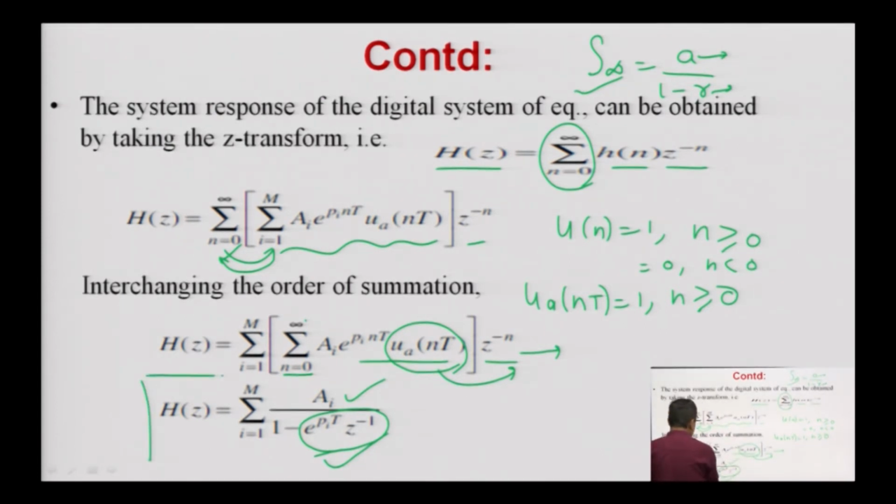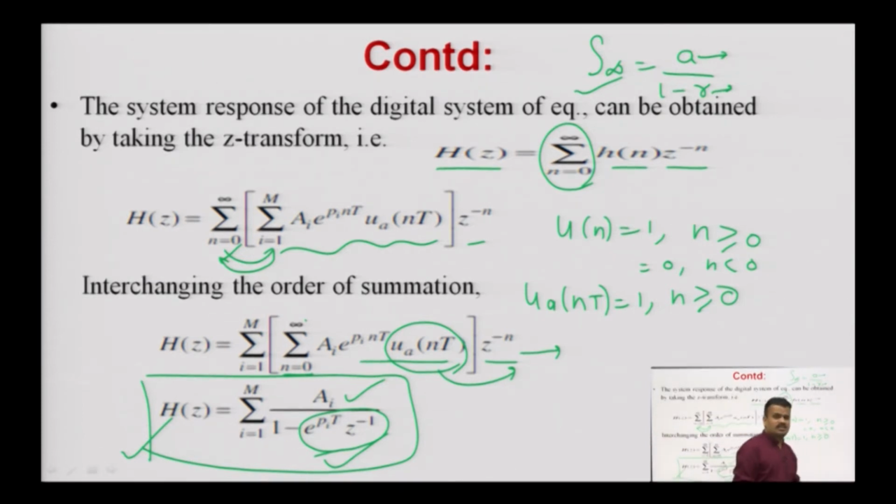So h of z is equal to, summation from i equal to 1 to m, a i upon 1 minus e to the power p i t into z to the power minus 1. So this will be your final expression of the z transform.